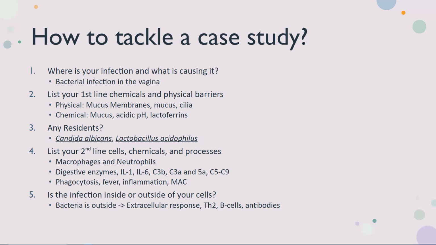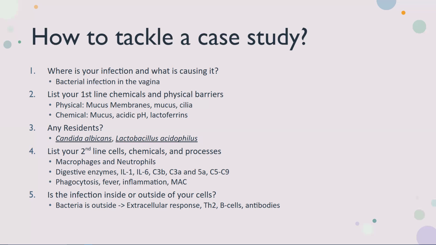Step four, start listing through your second line cells that could be involved in this. In this case, I wrote macrophages and neutrophils. List the chemicals: digestive enzymes, interleukin 1, interleukin 6, and complement proteins C3b, C3a, C5a, and C5 through C9. And then what processes are involved: phagocytosis, fever, inflammation, and the membrane attack complex.